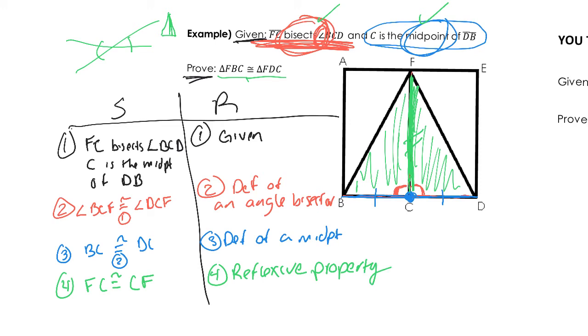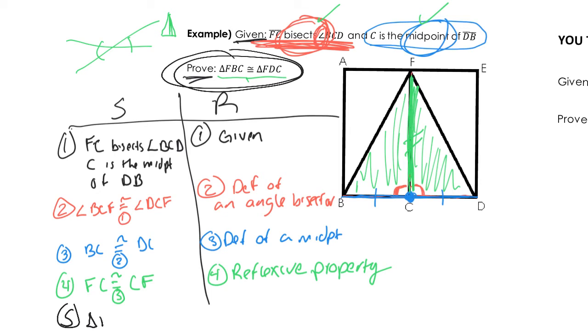So now I have three things equal. 1, 2, 3. You don't have to write the 1, 2, 3 down. I'm just showing you in the notes that I have three congruent signs. Once you have three, you are done. You proved triangle FBC is congruent to triangle FDC.